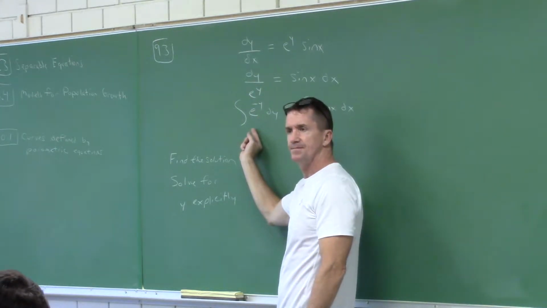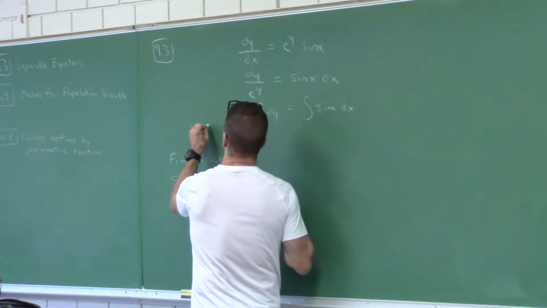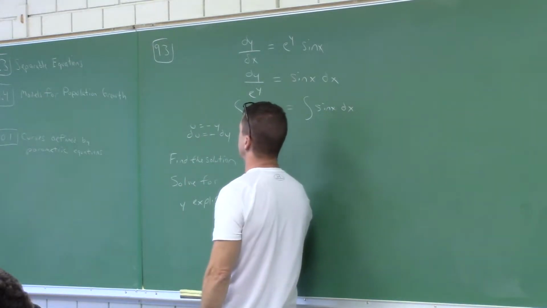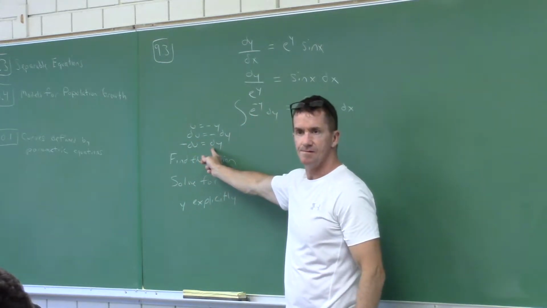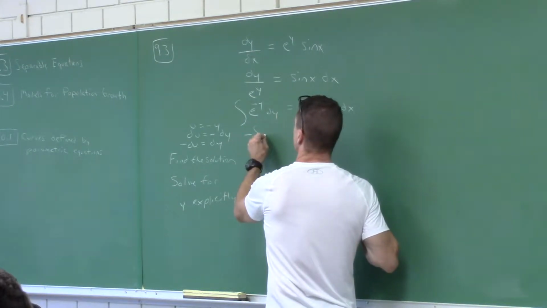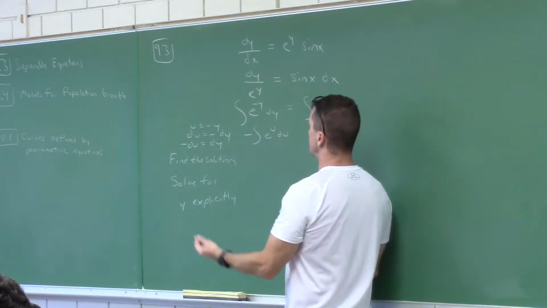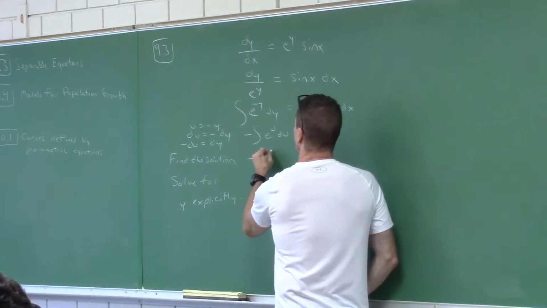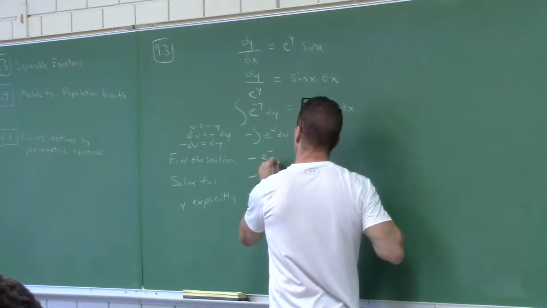Doesn't that take a u substitution? Let u equal negative y. So what's du? Negative 1 dy. So negative du equals dy, right? So all that's going to happen in this integral is you'll get a negative e to the u du. And what's the integral of e to the u? E to the u. So we get negative e to the u. Put your u back, which was negative y. We get negative e to the negative y.